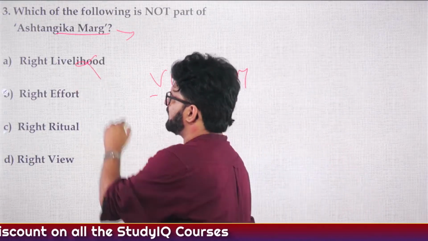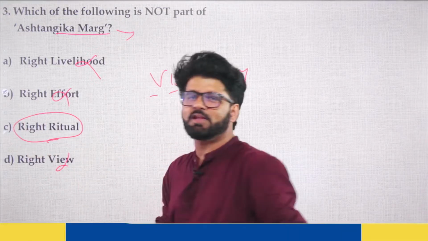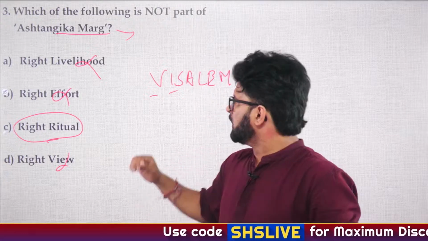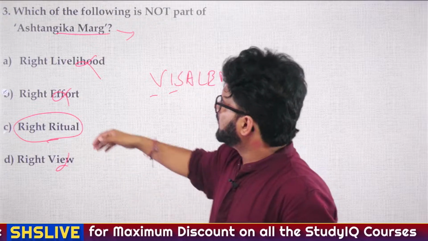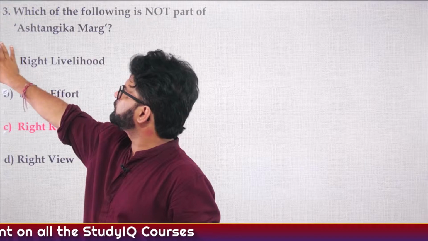So you have right livelihood, you have right effort, you have right view. You don't have right ritual. Anyway, they were condemning rituals and sacrifices. That's why they were part of the Gnostic school. So the answer is C, as many of you are saying. So cool. Revise Buddhism if you find this particular question difficult. It is not difficult. The first two were somewhat difficult.